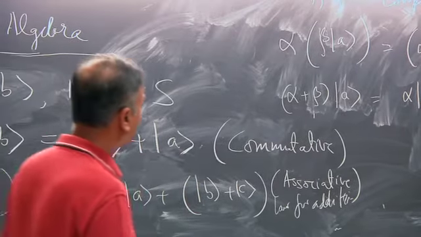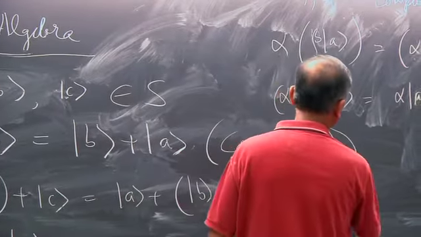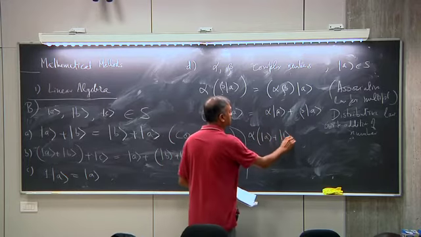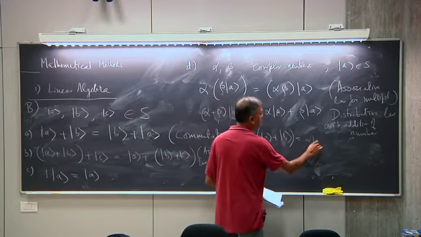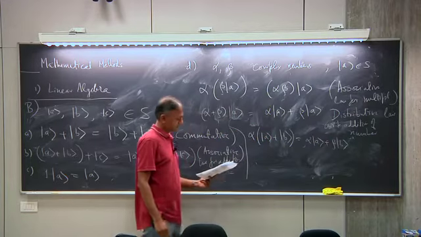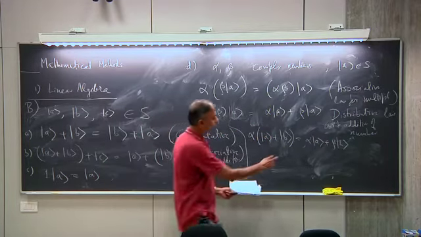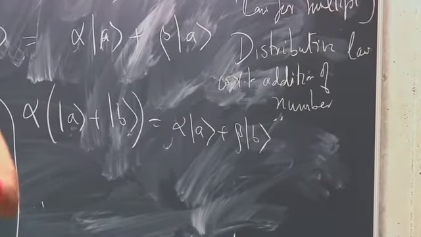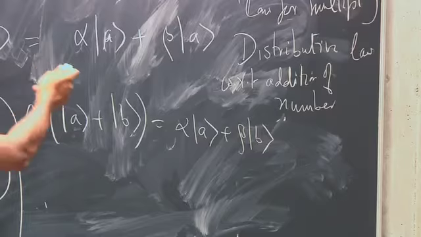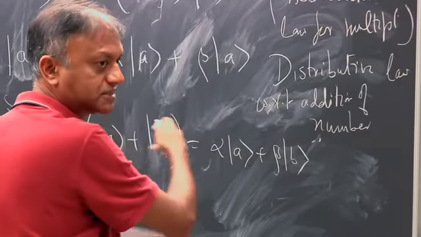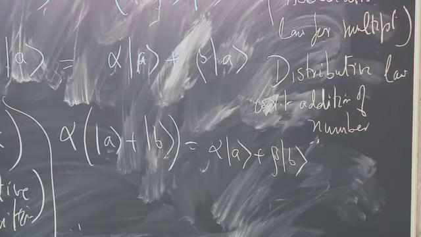And finally, you can also ask, there is a distributive law. You can say alpha times the vector A plus B is the same as alpha A plus alpha B. Okay. So this is the distributive law with respect to addition of vectors. See, here you added the complex numbers and there's a distributive law with respect to addition of complex numbers. Here I am adding the vectors. So distributive law with respect to addition of vectors. Okay. So these are all the conditions.